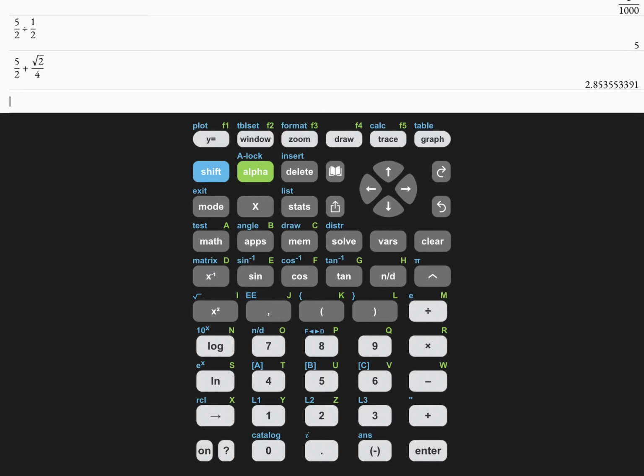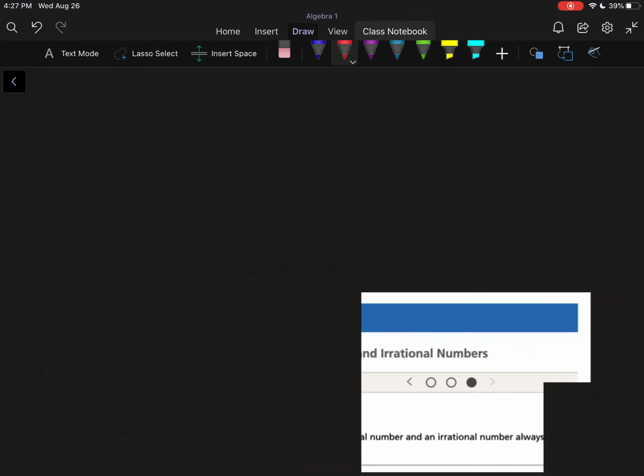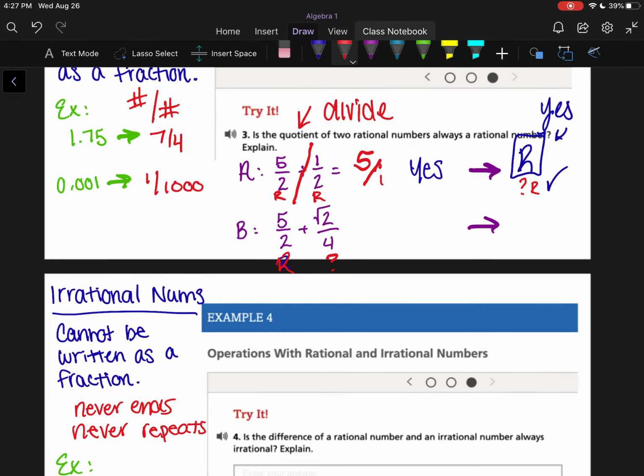Have any of our rational numbers thus far had long decimals? No. But what do we know about rational numbers? They can be made a fraction. So let's see. Math, enter, enter. Whoa, it gave me the same decimal. That means it cannot be made into a fraction. It was 2.85 and it just kept going on and on. Well, if it's not rational, that means it is irrational.